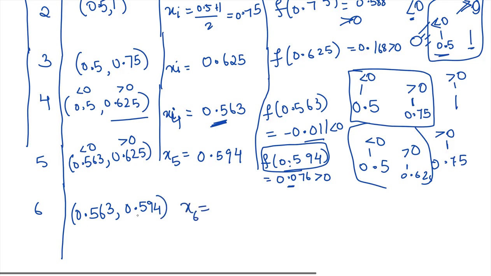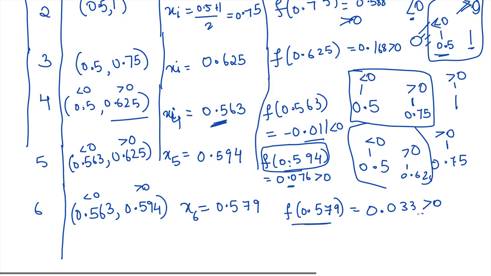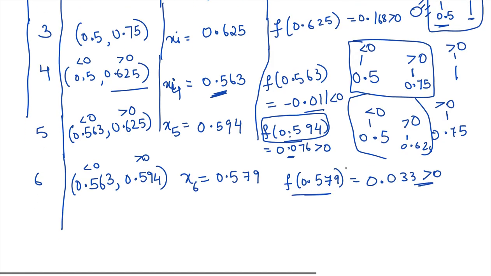And what would be our x6? 0.563 plus 0.594 divided by 2. So x6 would be 0.579. Now what is f of 0.579? f of 0.579 is 0.033, which is again greater than 0. So this is less than 0, this is greater than 0, and the middle number is also greater than 0. So we would take the middle number and a less than 0 one, correct?